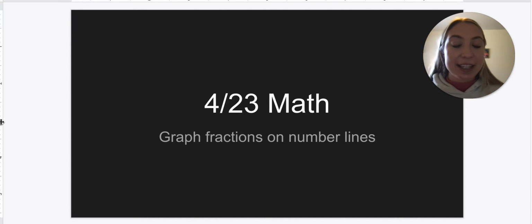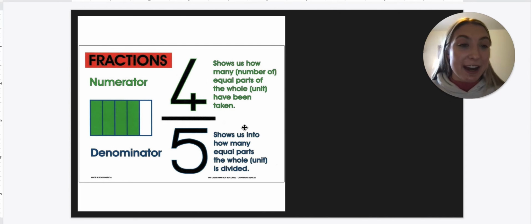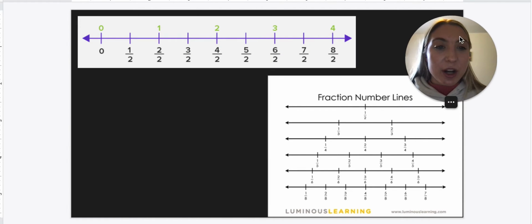So we are practicing again graphing fractions on a number line where they give us the fraction and we have to find it on the number line. We're going to quick talk about our numerator and our denominator. Our numerator shows us how many equal parts of the whole have been taken or shaded in, and our denominator is showing us how many equal parts the whole is divided into. So from 0 to 1, we're seeing how many equal parts it is divided into. That represents our denominator.